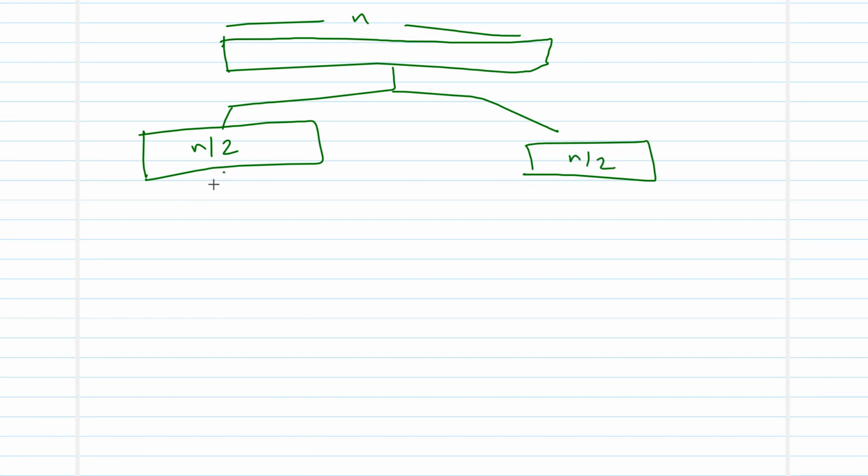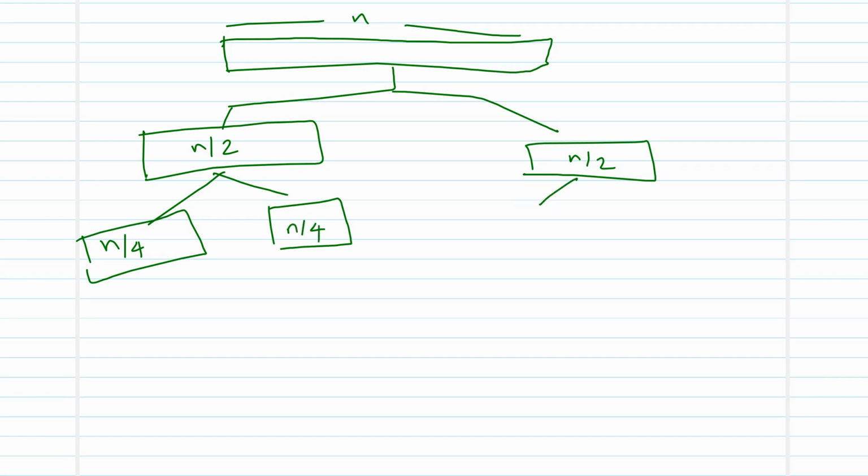Next, this n by 2 size array will again be divided into an n by 4 array and another n by 4 array. In the same way, the other n by 2 array will be divided into two n by 4 arrays. The same process continues till we remain with one single element in each array.